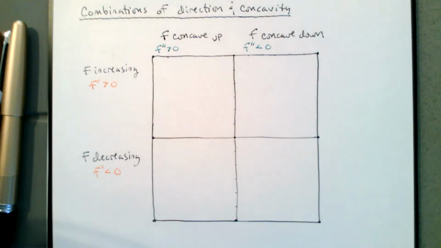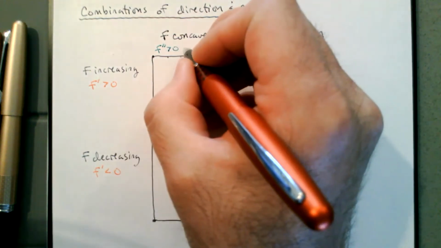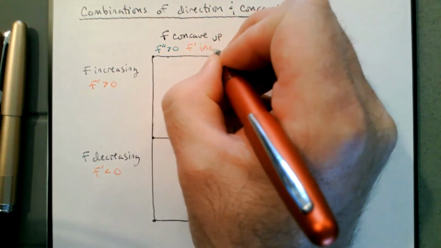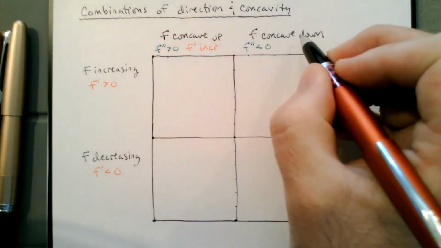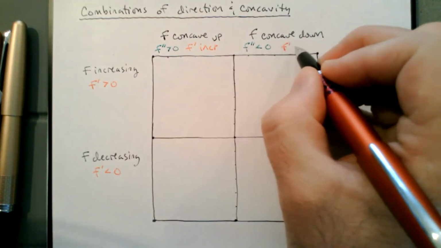But the concavity will also tell us about the direction of the derivative. So if f is concave up, the second derivative is positive, and the first derivative is increasing. And if f is concave down, the second derivative is negative, and the first derivative is decreasing.